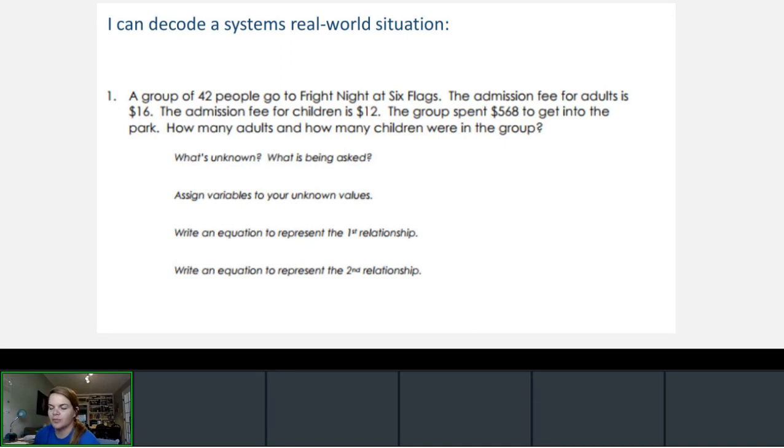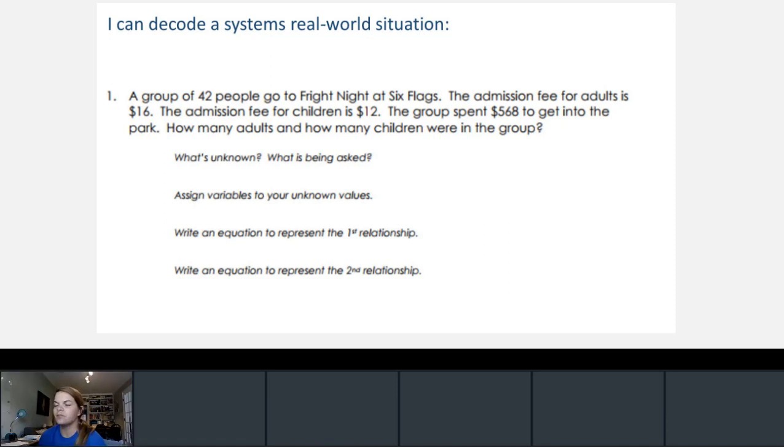So, I know that word problems can seem pretty intimidating, but we're going to read the problem first and then go back and read it without our numbers, summarize it, and then write our equations. So a group of 42 people go to Fright Night at Six Flags. The admission fee for adults is $16. The admission fee for children is $12. The group spent $568 to get into the park. How many adults and how many children were in the group?